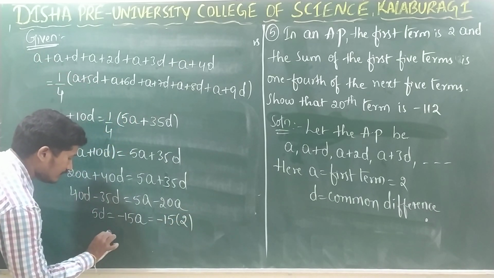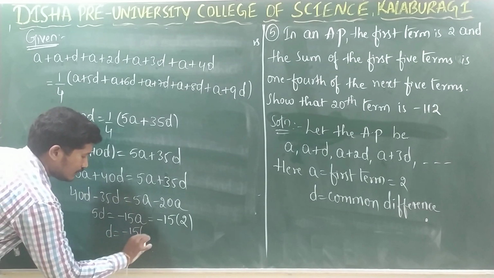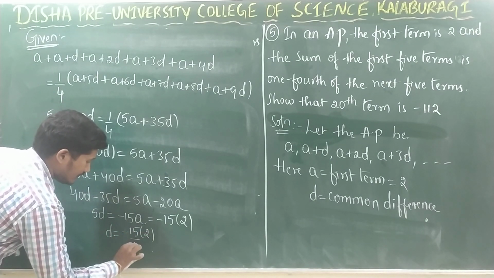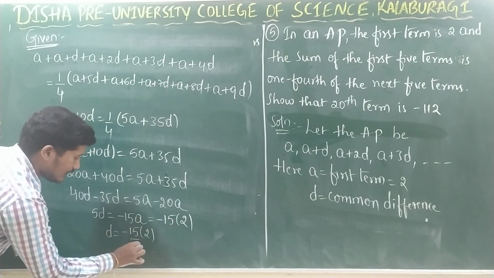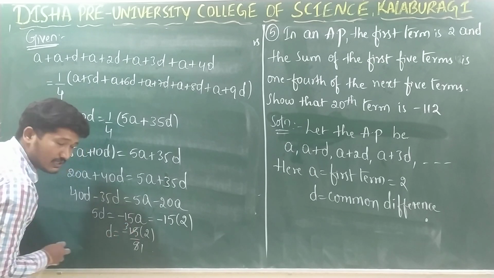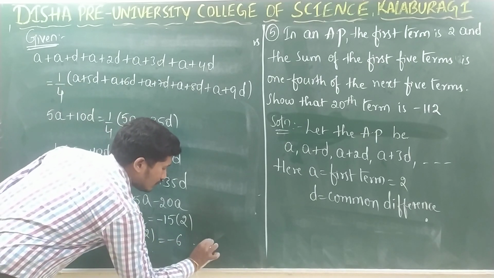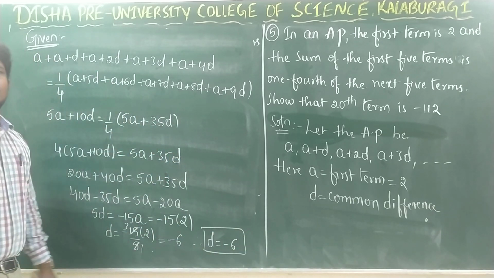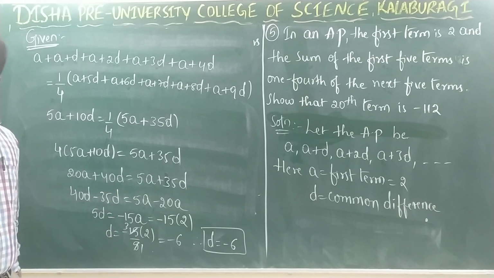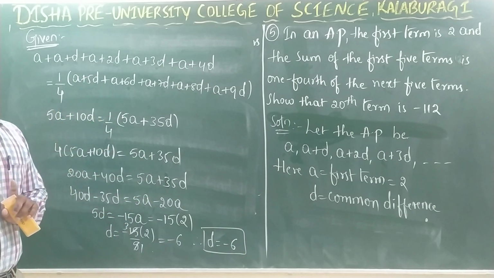So d will be equal to minus 15 into 2 divided by 5. When this goes to the RHS side, it will come to the denominator. So 5 ones are 5, 5 threes are 15. So this is equal to minus 6. So therefore your common difference is what? Minus 6. So I hope you understood this: how to calculate the common difference using the given condition.